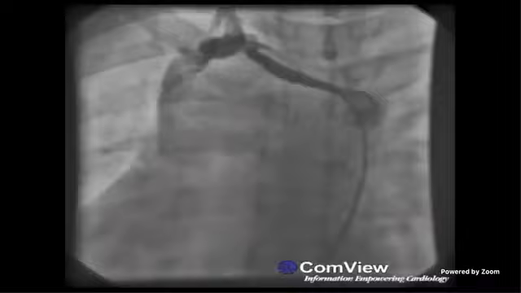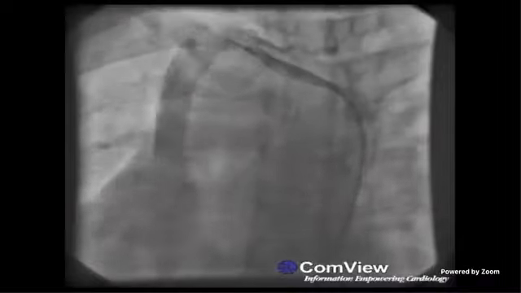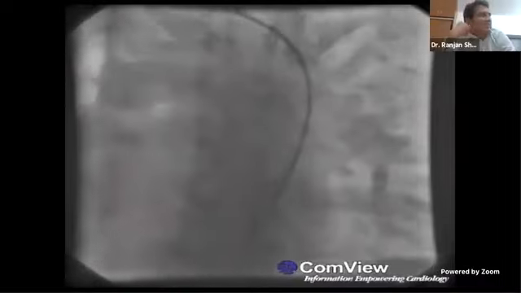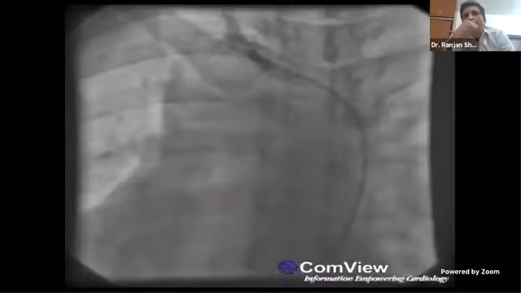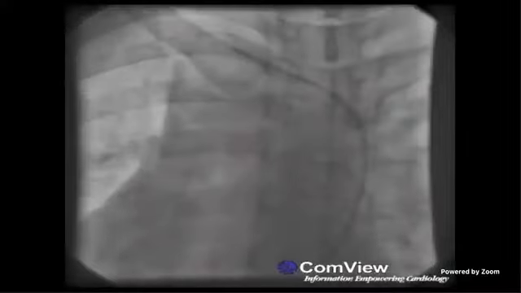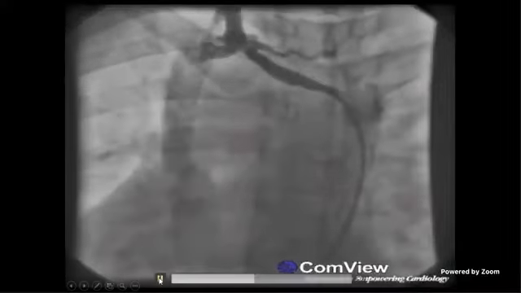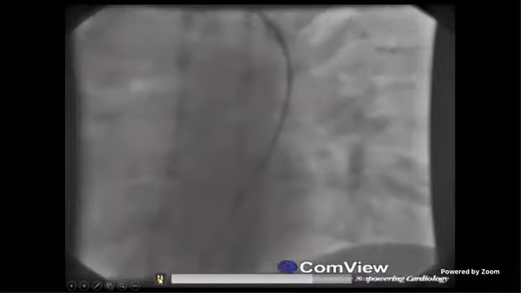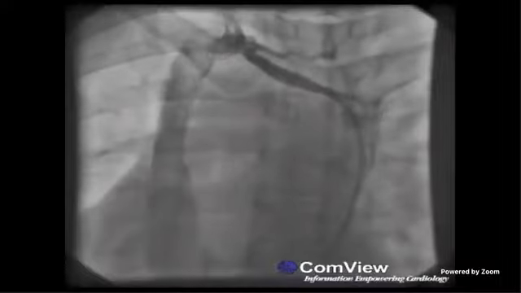Any azygous vein? Azygous is a right-sided structure. We are on the left side. Hemiazygous. What is the venous structure which is obliquely placed over a cardiac shadow? I'm not sure, sir.